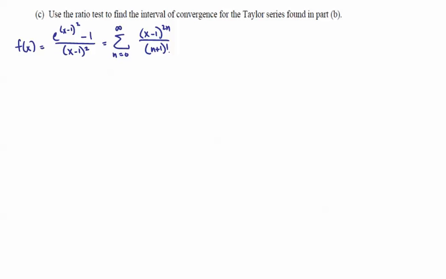In Part C, we're asked to use the ratio test to find the interval of convergence for the Taylor series found in Part B. And I've listed f of x, the function definition, and the infinite series from Part B. To find the interval of convergence, we're going to use the ratio test, which says the limit as n approaches infinity of the n plus first term, or absolute value thereof.